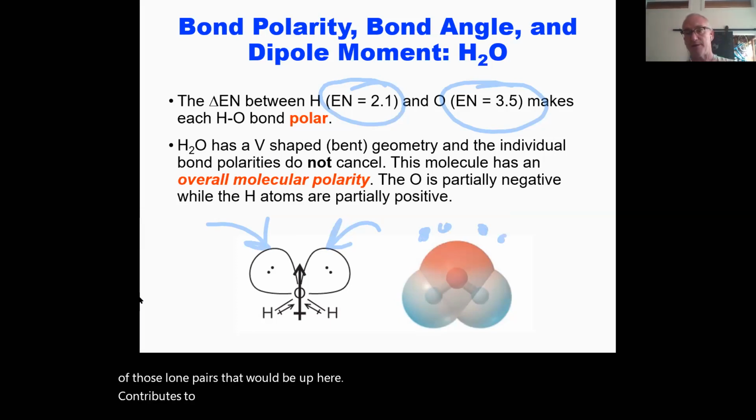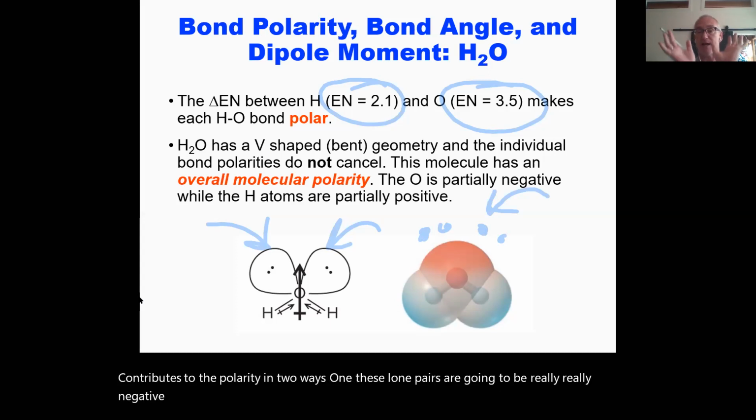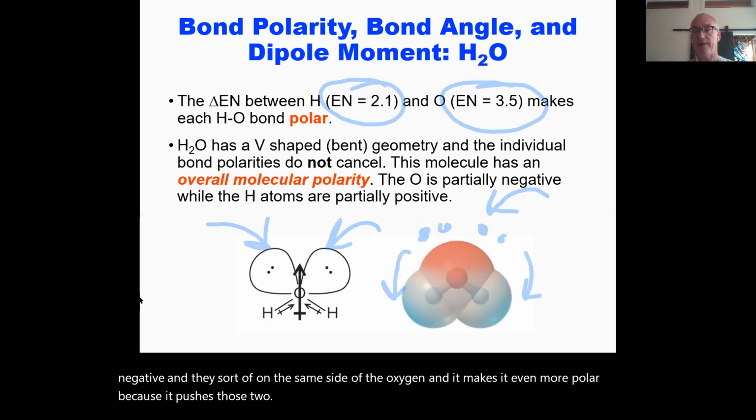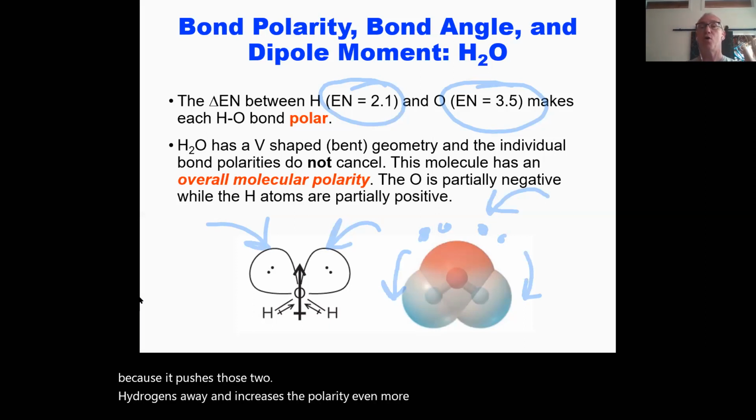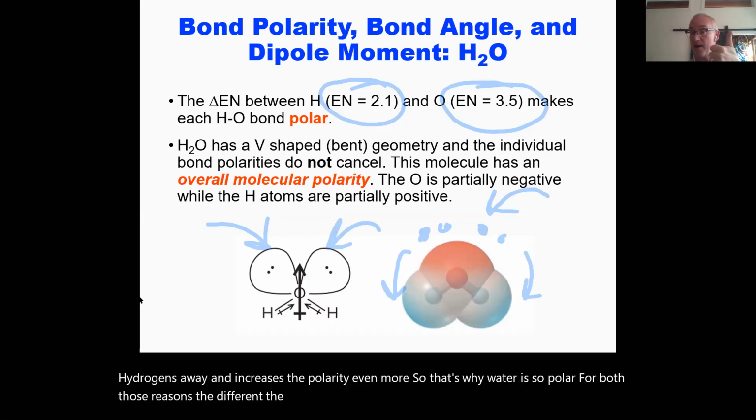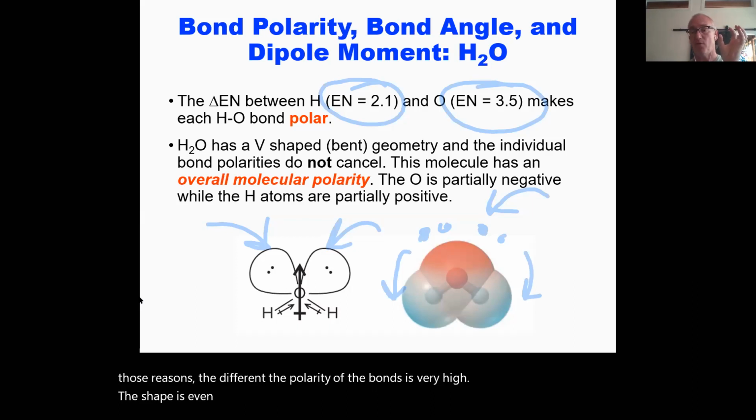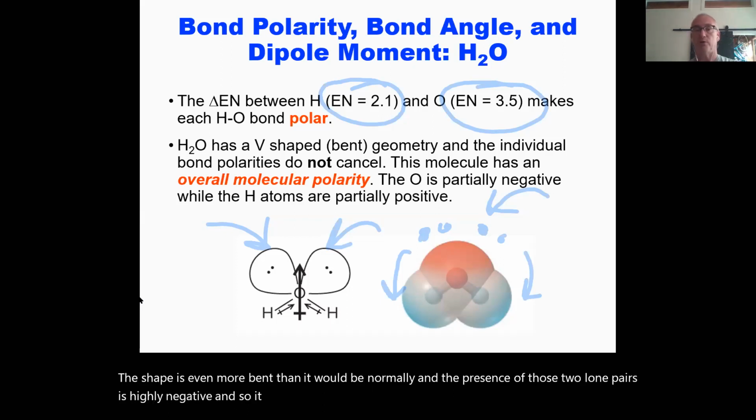that contribute to the polarity in two ways. One, these lone pairs are going to be really, really negative, and they're on the same side of the oxygen. And it makes it even more polar because it pushes those two hydrogens away and increases the polarity even more. So that's why water is so polar for both those reasons. The polarity of the bonds is very high, the shape is even more bent than it would be normally, and the presence of those two lone pairs is highly negative. And so it makes one side of the molecule very, very negative and the other side quite positive.